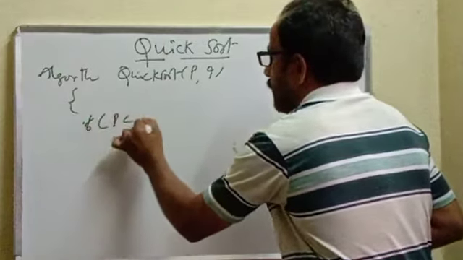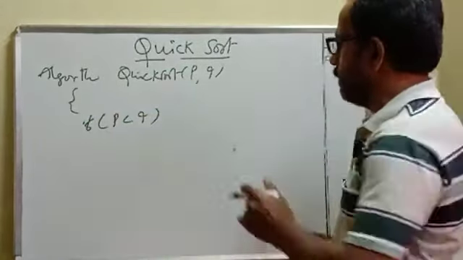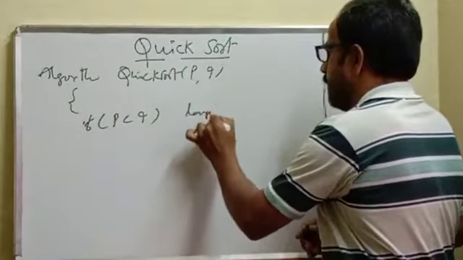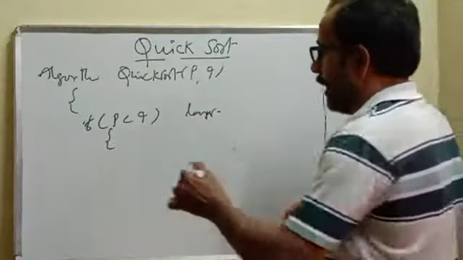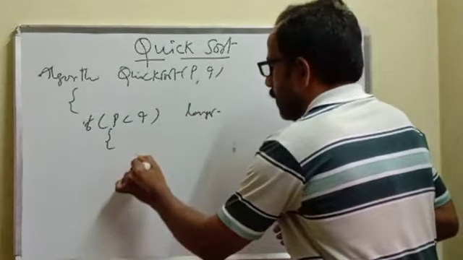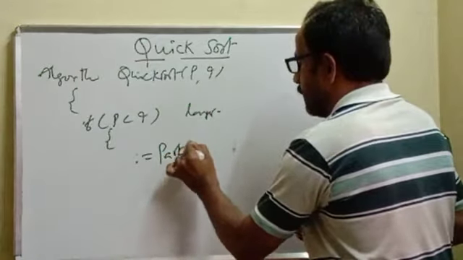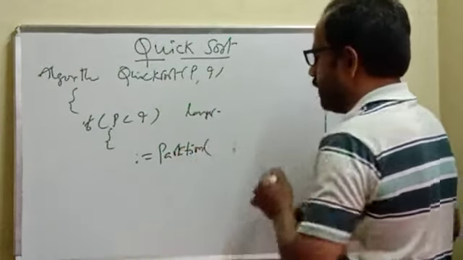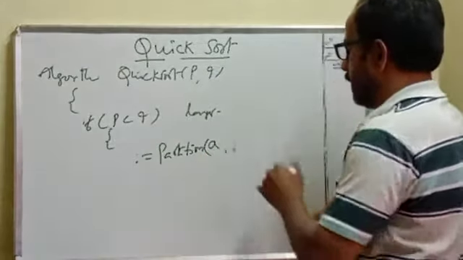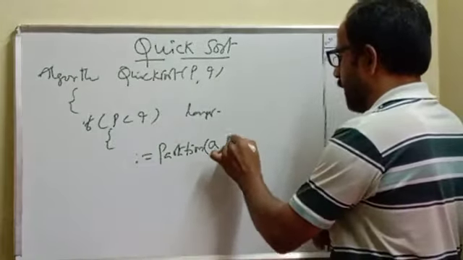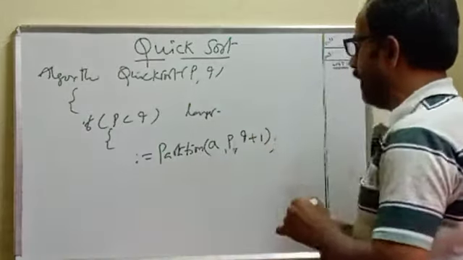If p is less than q, what do you mean by p is less than q? p is the low index number, q is the high index number, so this is larger. Then the problem is relatively larger. So in this case, for partitioning the array into parts, quicksort is using partition as a separate procedure, which takes the array name as the first parameter, p as the second parameter, and q plus 1 as the third parameter. Why q plus 1, I will tell you.